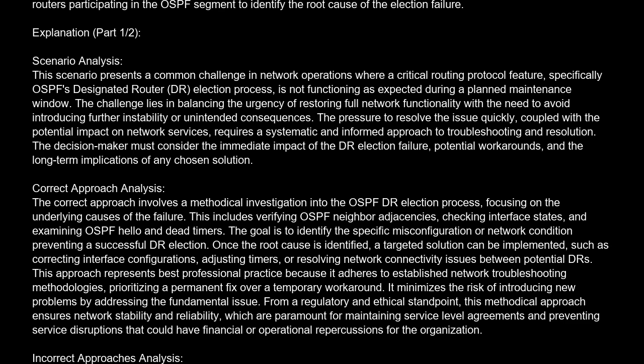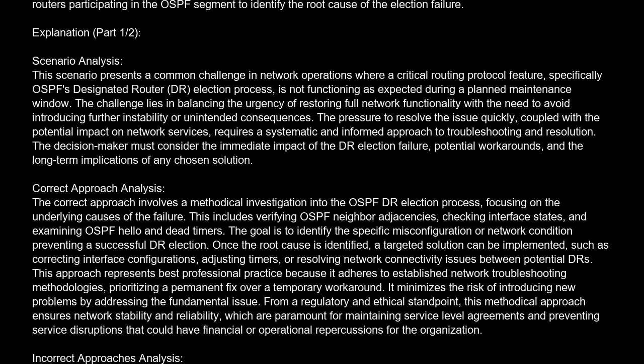Correct approach analysis. The correct approach involves a methodical investigation into the OSPF-DR election process, focusing on the underlying causes of the failure. This includes verifying OSPF neighbor adjacencies, checking interface states, and examining OSPF hello and dead timers. The goal is to identify the specific misconfiguration or network condition preventing a successful DR election. Once the root cause is identified, a targeted solution can be implemented, such as correcting interface configurations, adjusting timers, or resolving network connectivity issues between potential DRs.